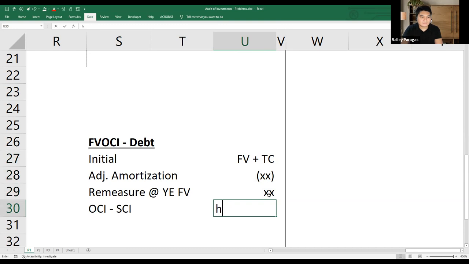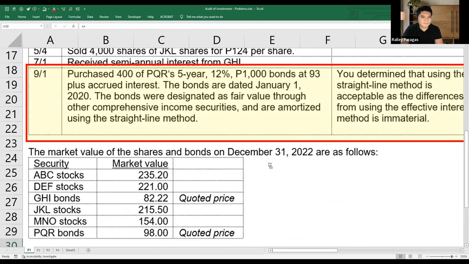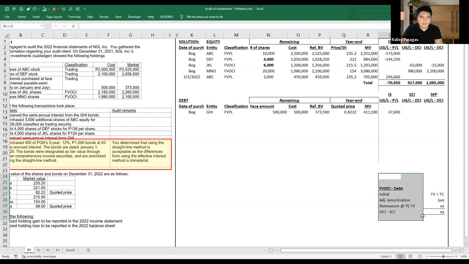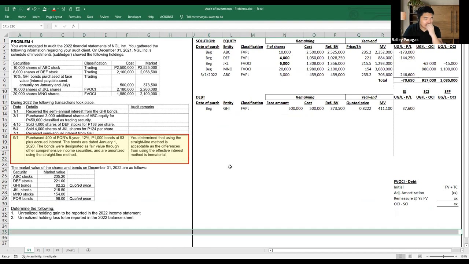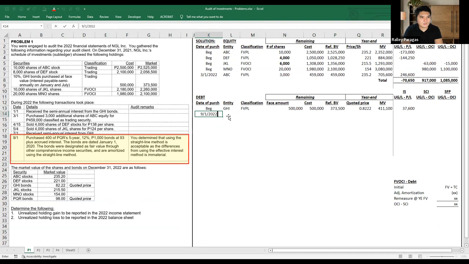Sige, balik tayo sa problem. Okay, let's try to illustrate. Ayan. So ganyan yung measurement natin. So for this particular instance, PQR, ang sabi niya is basically FVOCI yung classification natin, di ba? So lagay muna natin. Date of purchase, kailan ba? September 1, 2022. The entity is PQR. Classification mo is FVOCI. Meron kang face amount. So magkano yung face amount niyan? Bumili ka ng 400 bonds, tapos 1,000 yung face amount. So multiply mo lang, 400 times 1,000.